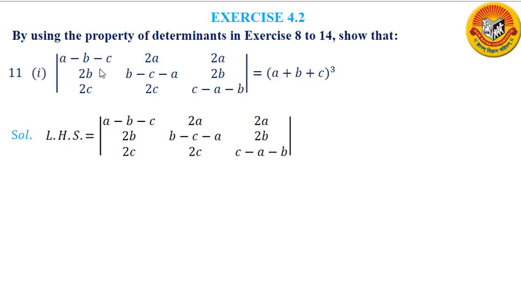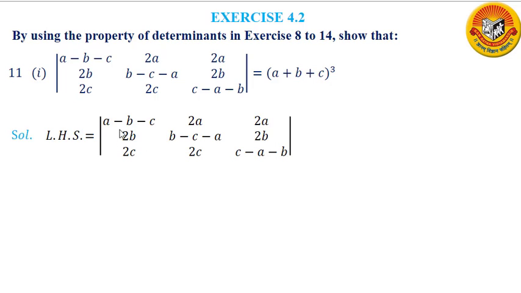So our left hand side is, first row is a minus b minus c, 2a, second row is 2b, b minus c minus a, 2b, and third row is 2c, c minus a minus b. And what I have to prove? I have to prove that this is equals to a plus b plus c the whole cube.